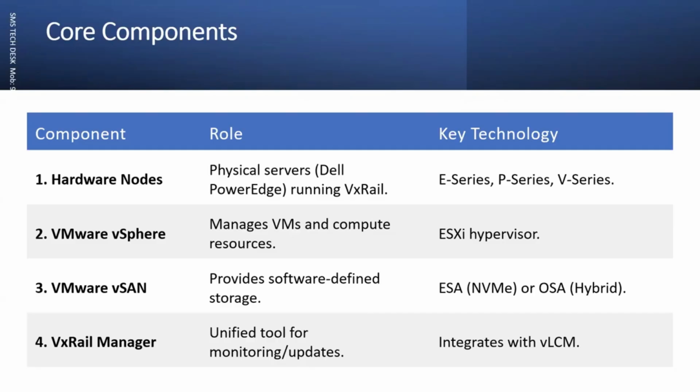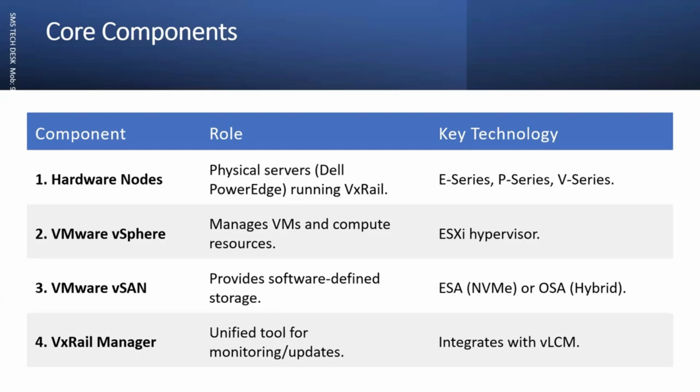Then for storage, we are going to use VMware vSAN as the primary option. And VxRail Manager is going to take care of the complete life cycle management of all those components: hardware, VMware vSphere, vSAN. When we say life cycle, we mean patching, updating, and upgrading the components. All this will be taken care of by VxRail Manager. Also, this will be used to monitor the complete VxRail environment.